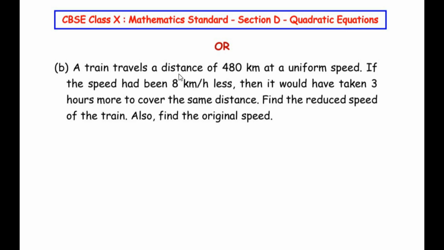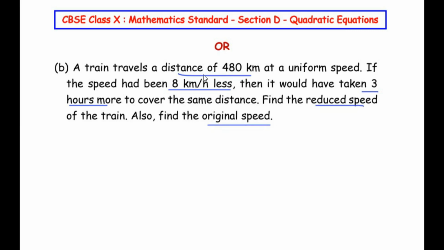A train travels a distance of 480 kilometers at a uniform speed. If the speed had been 8 kilometers per hour less, then it would have taken 3 hours more to cover the same distance. Find the reduced speed of the train, also find the original speed.